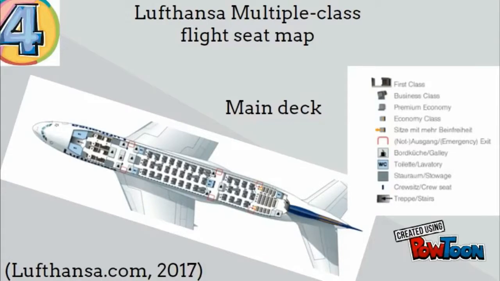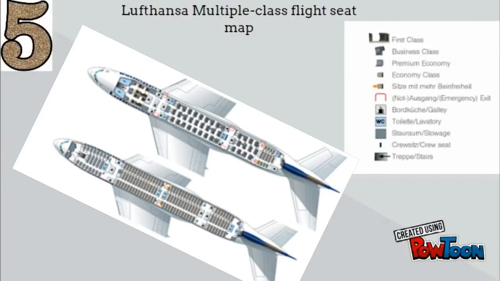4. This is an example of a multiple class flight seat map, and this is the main deck of Lufthansa airline. This is the upper deck of the Lufthansa airline, which is the same multiple class flight seat map.